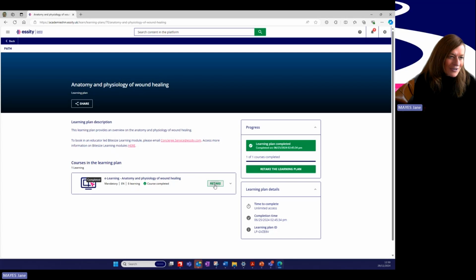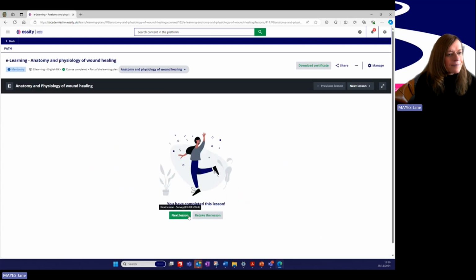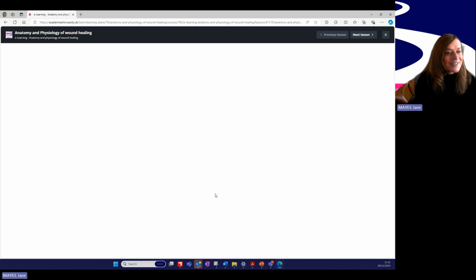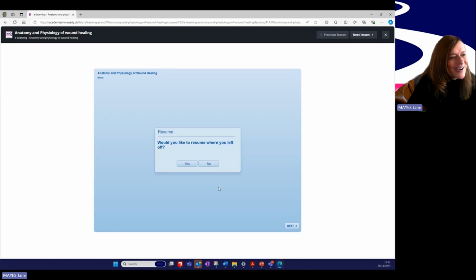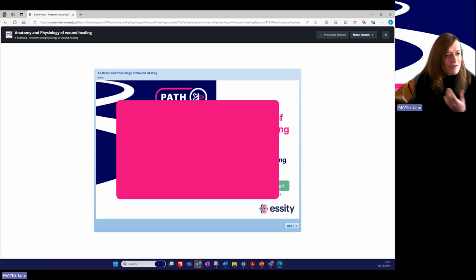I'll just bob in and show you. It talks about the phases that wounds go through to meet healing, up there, because you can see I've been active on the platform doing these courses. So that being the inflammation phase, the proliferation phase, and the maturation phase. It talks through those in a nice graphical way.